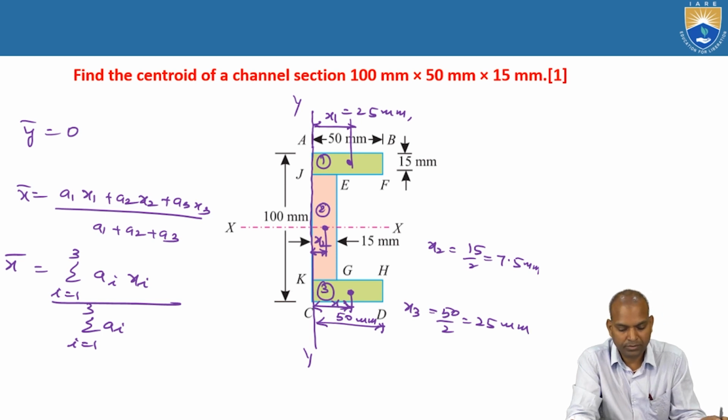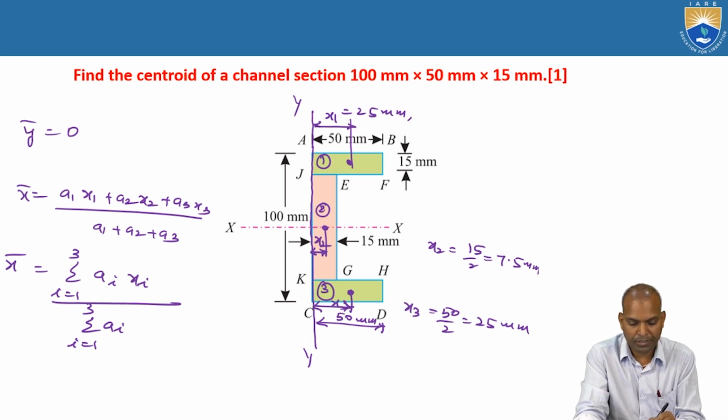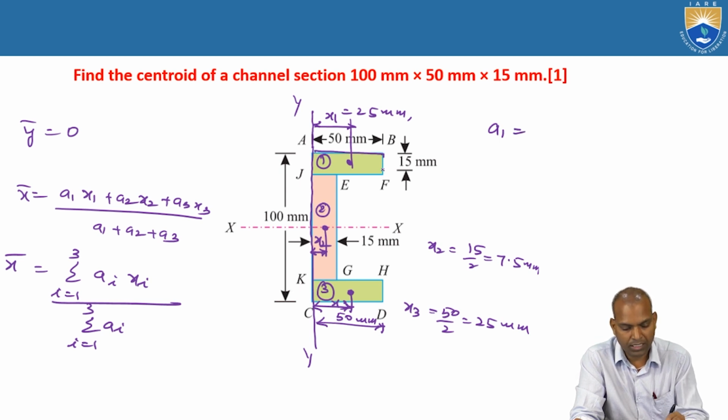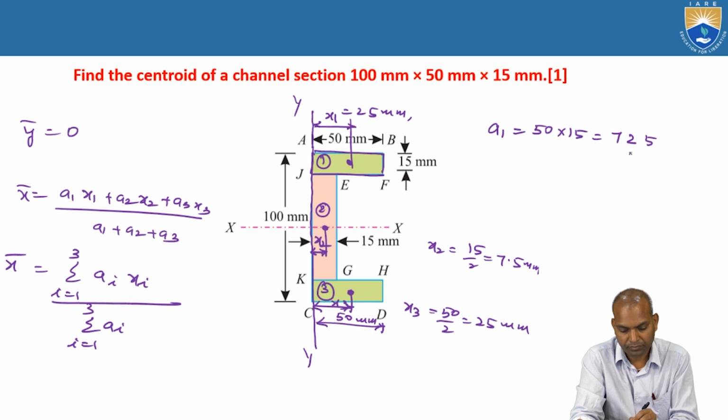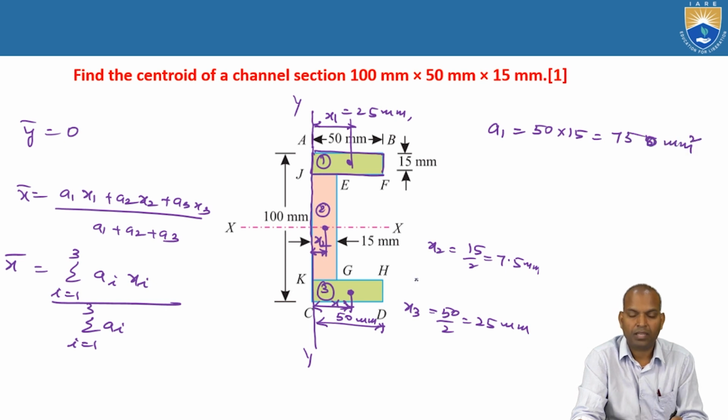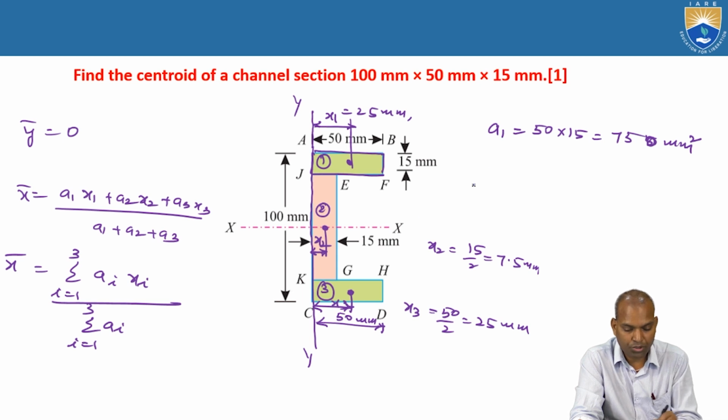Okay, what is A1? Area of section 1. Area of the rectangle is 50 millimeters times 15, that is 750 square millimeters.